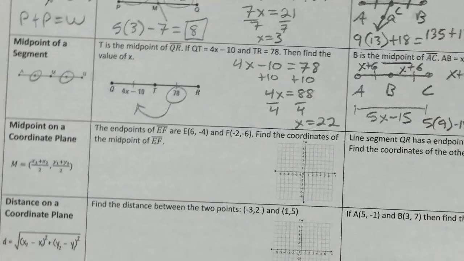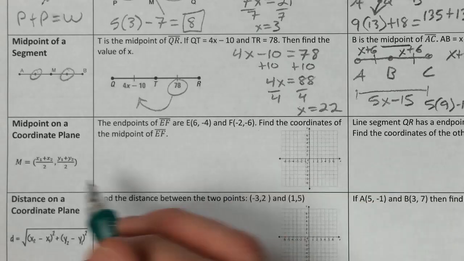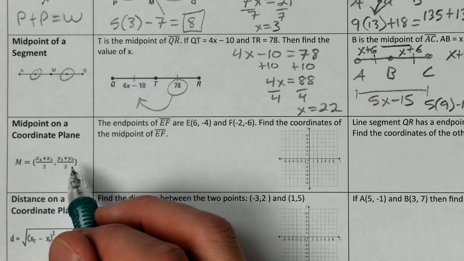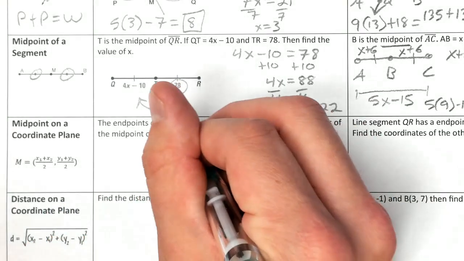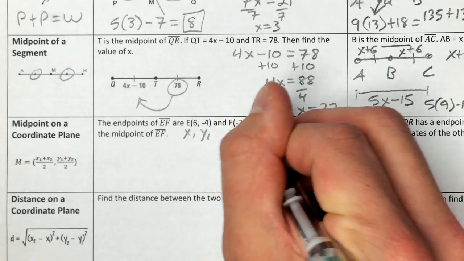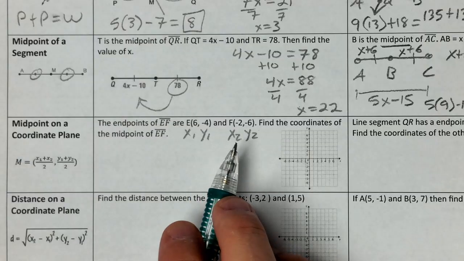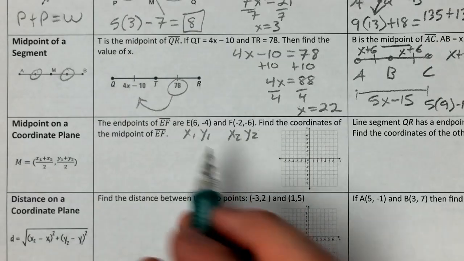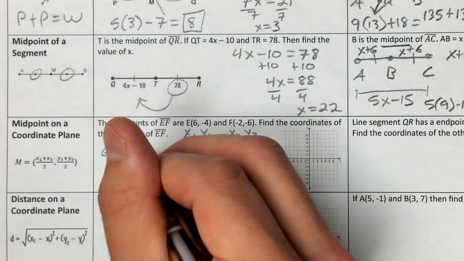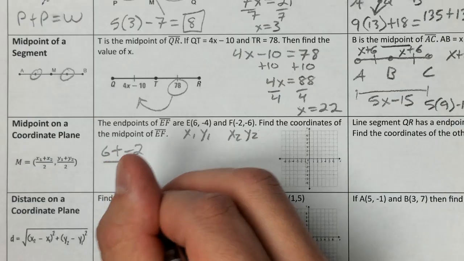Alright, I now want to find a midpoint on a coordinate plane, and I don't even need to use a coordinate plane. My formula is adding my two x values together, dividing by 2, and then adding my two y values together and dividing by 2. If it helps, label underneath your values. I have an xy for a first coordinate pair, and I have an xy for a second coordinate pair. So x1 is 6 plus x2, which is -2, and then I'm going to divide by 2, and that's going to get me a total of 2.